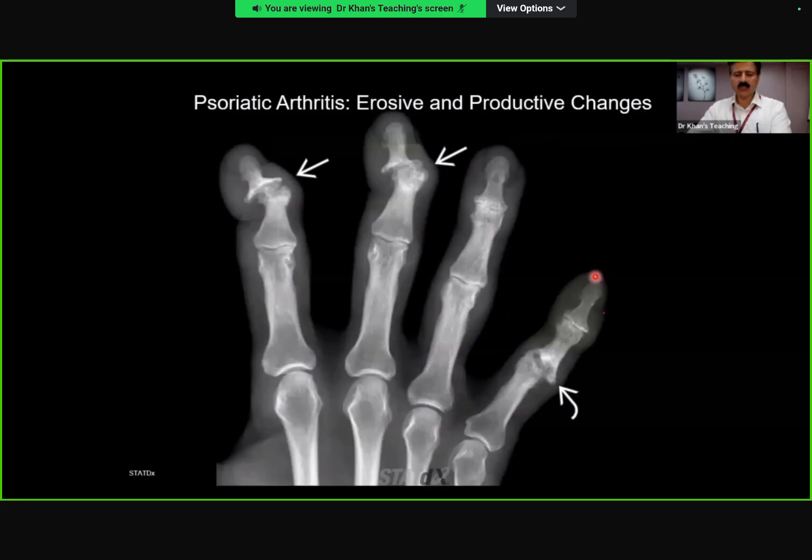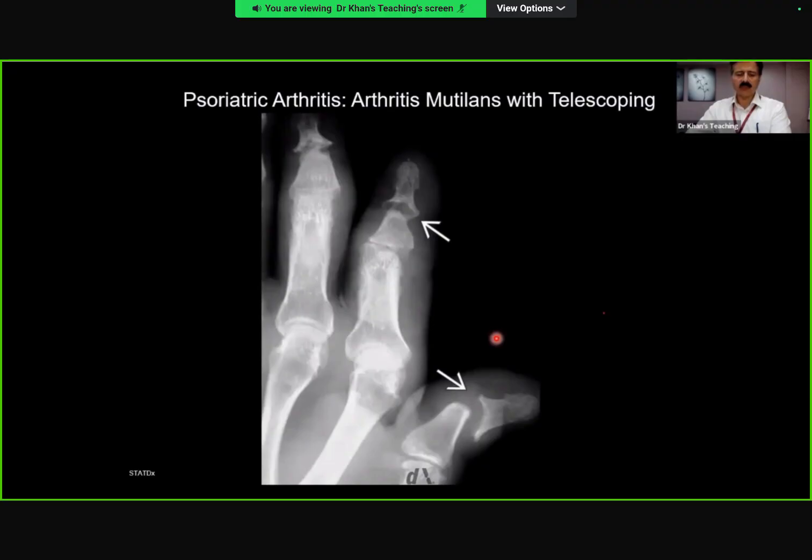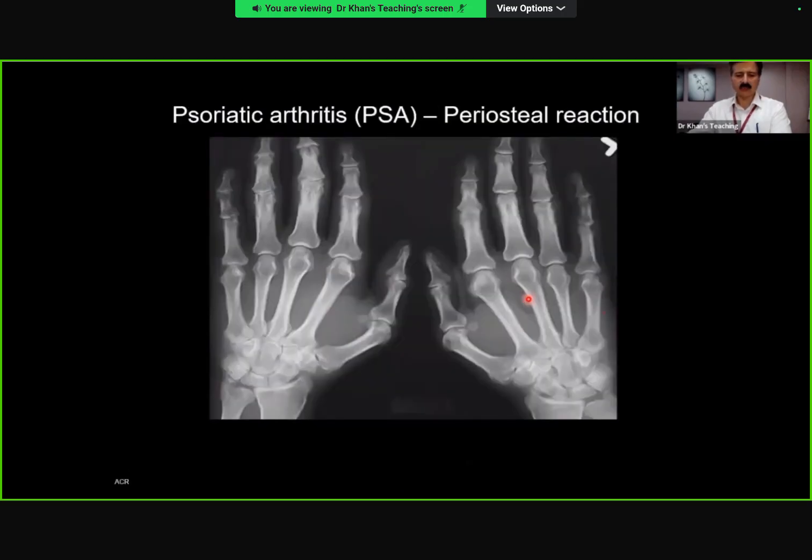So this is psoriatic arthritis. You can see involvement of the distal interphalangeal joint. You can see new bone formation also, look at this one. This is known as a sausage digit. You can see a lot of soft tissue. You can see this periostitis or periosteal new bone formation. And this is arthritis mutilans. You can well imagine, clinically speaking, if you examine this case, there can be what we call telescoping. You can actually increase the length because there is no joint here.